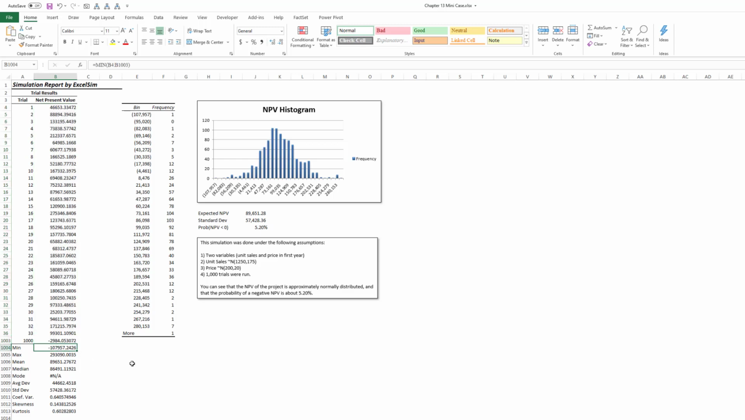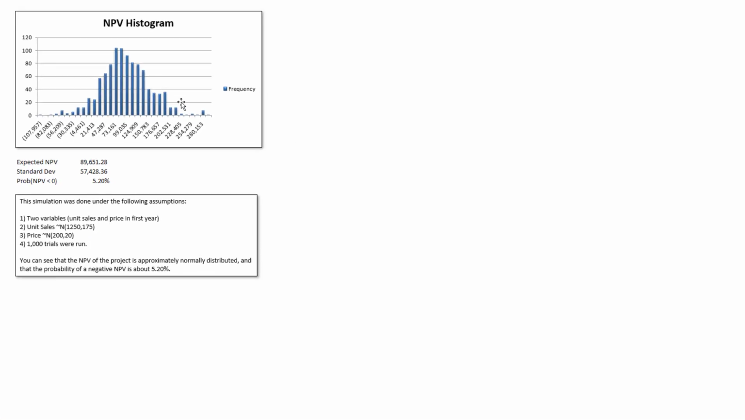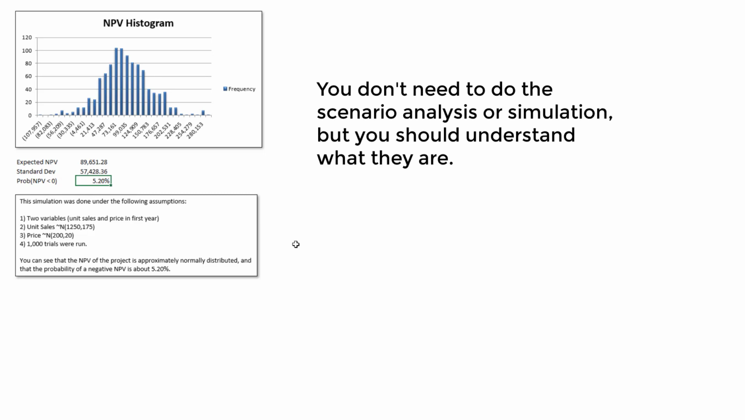And then down here you can see we have the minimum and the maximum and the mean and so on, all of the statistics that we might want. And I've created a histogram of that and calculated the expected NPV, the standard deviation, and the probability that the NPV would be negative. So again, this spreadsheet is available on Blackboard, and I encourage you to download it and make sure that you can replicate all of these numbers.